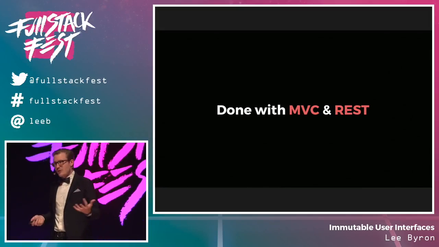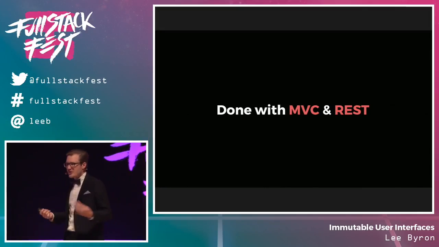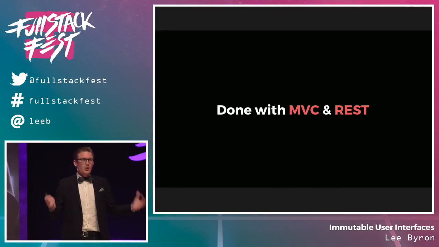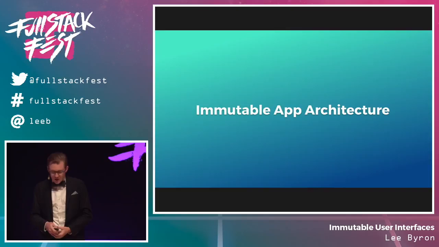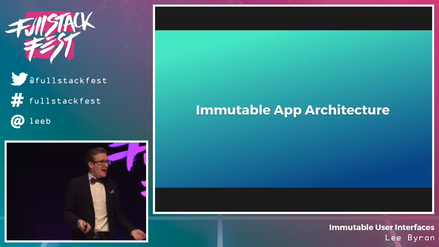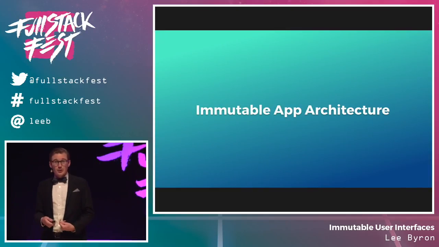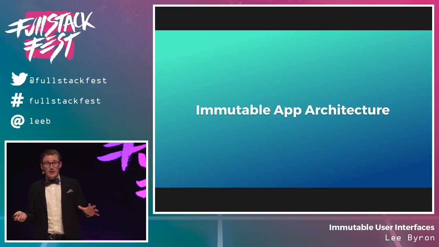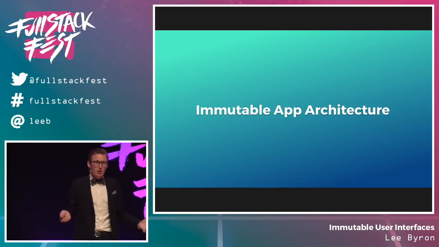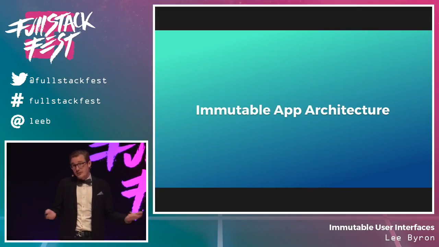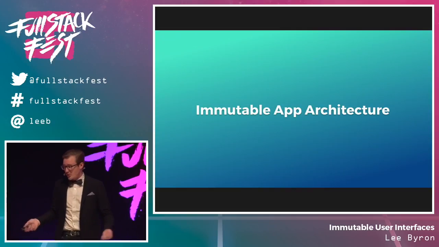So I'm done with MVC and REST. I really think it's time to rethink the core architecture for how we build all the stuff that we build all the time. And as I've been observing the apps, both that we're building at Facebook and that I'm seeing built by the broader development community, I'm seeing a new kind of app architecture emerge to better solve these problems that I like to call the immutable app architecture.